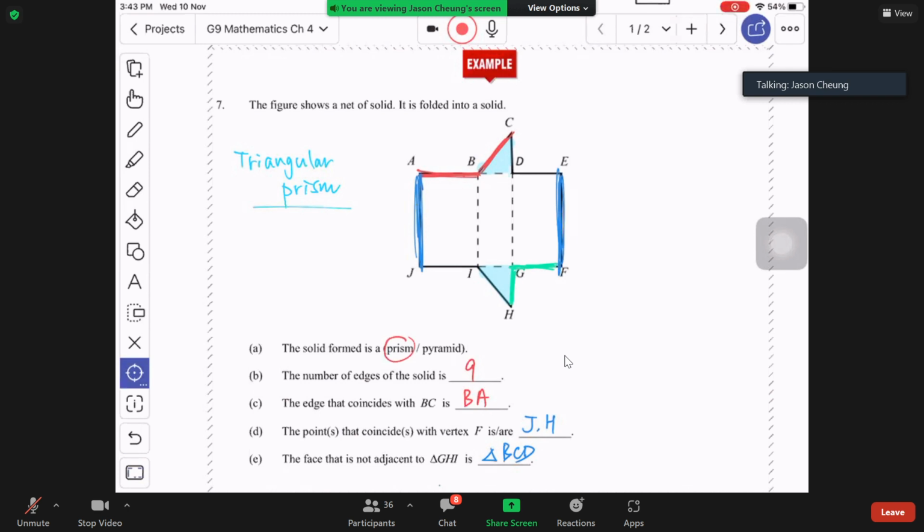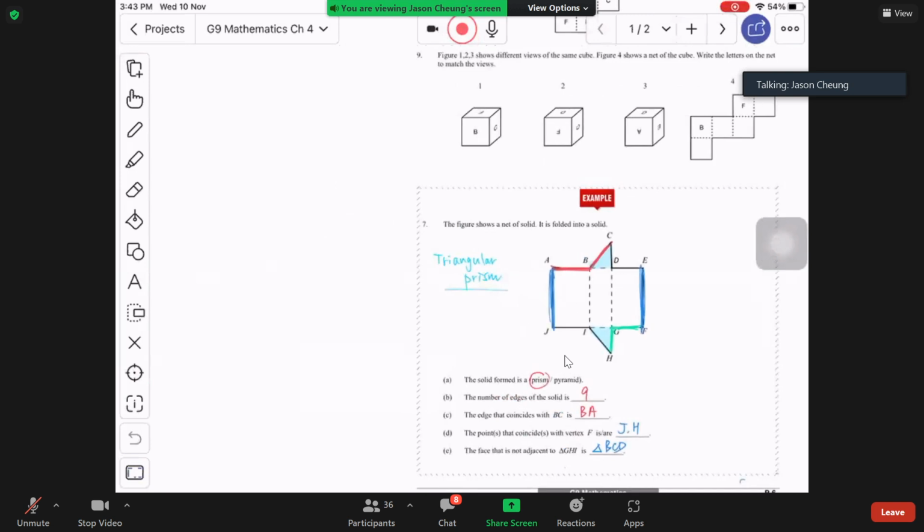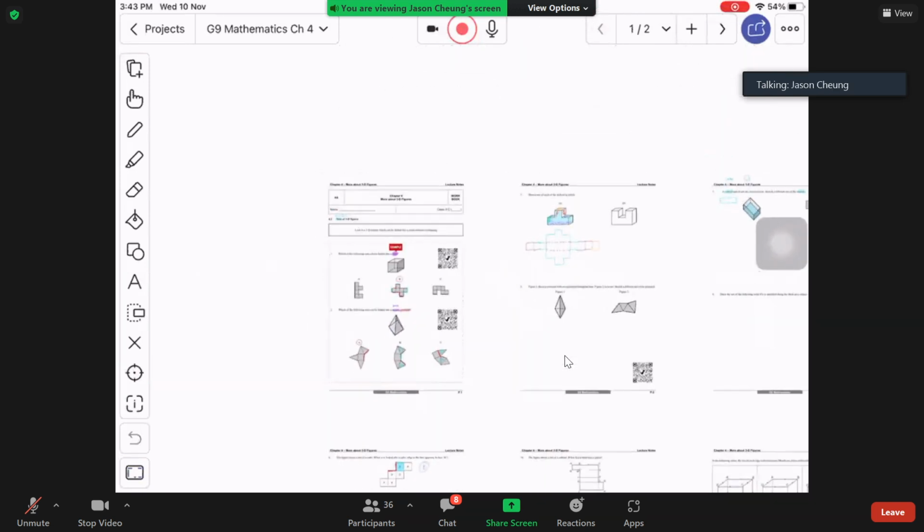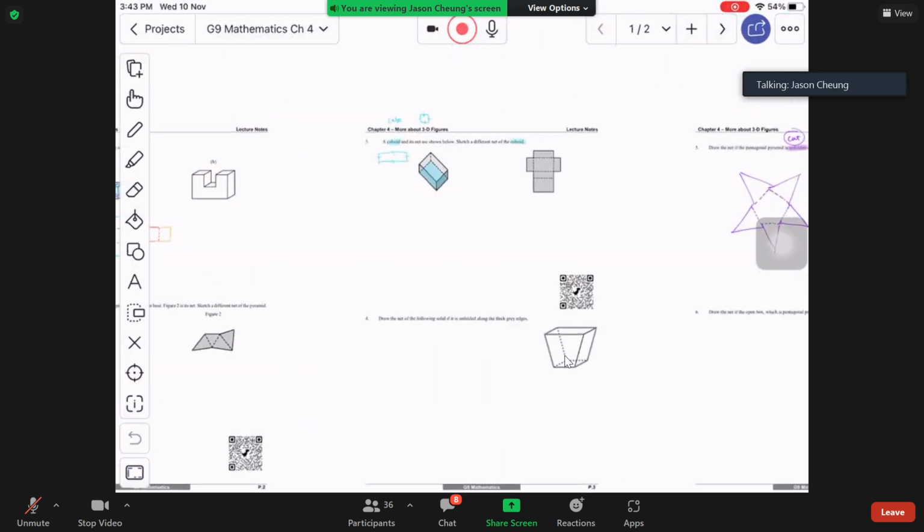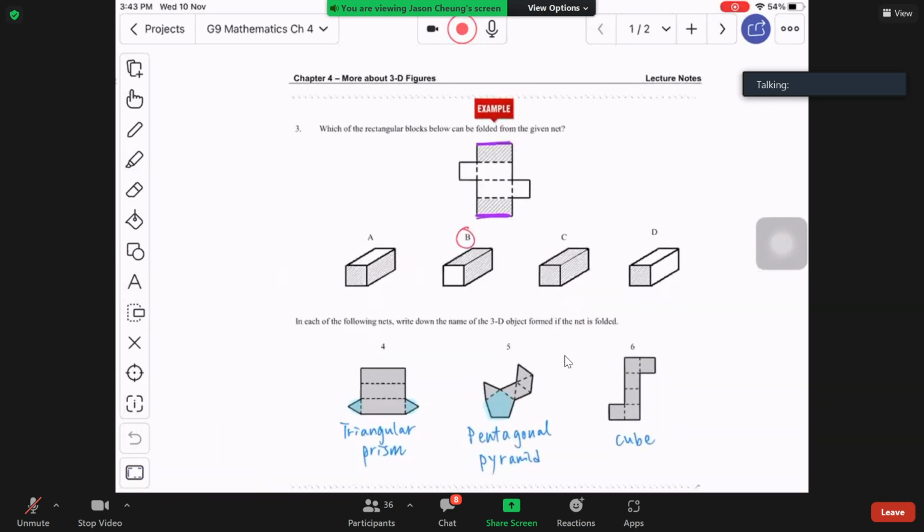Let me see. Could you please show example 3 again? Example 3, you mean the answer, right? The answer for example 3, let me see, example 3. Here.